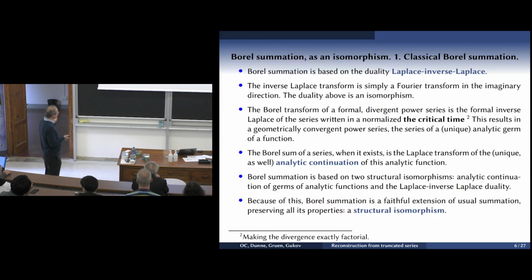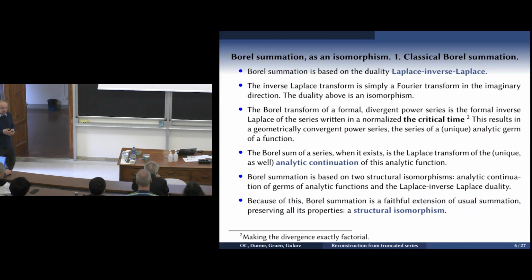The second ingredient, or the rest of the ingredients, are in Borel summation proper. So if you do an inverse Laplace transform of a divergent series in a proper Écalle critical time or a proper variable so that you have exact factorial divergence, you end up with a geometrically convergent series, not an entire function, because otherwise you don't have divergence to start with in the original plane. And that you extend to the whole real line when possible, and this is the case of classical Borel summation. This process of analytic continuation is the second powerful isomorphism.